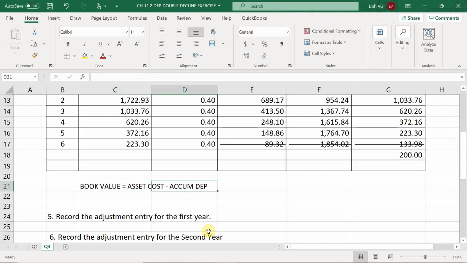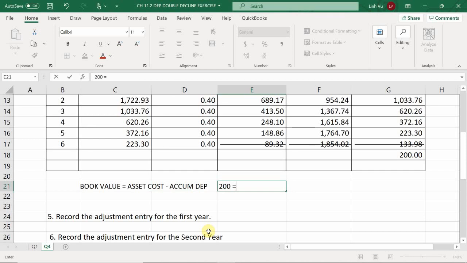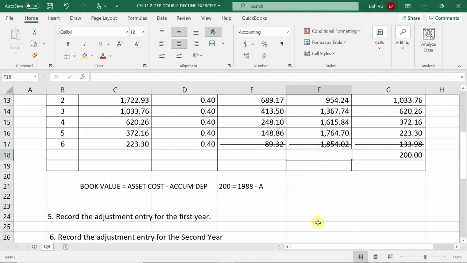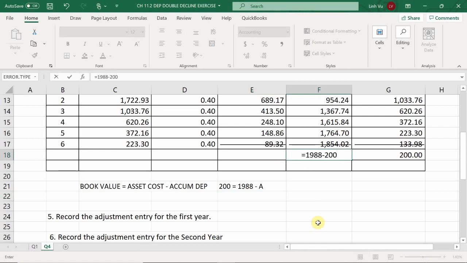In this case, we know our book value is $200, and we know our asset cost, which is 1988. What we need to solve for is the accumulated depreciation, which is the previous number here. So if 1988 minus A gives us 200, how do we solve for that? What is 1988 minus 200?